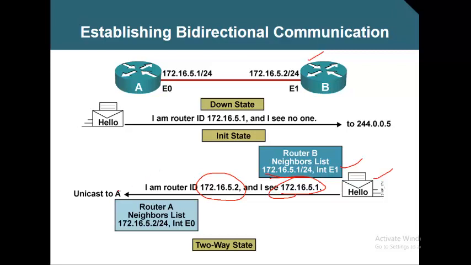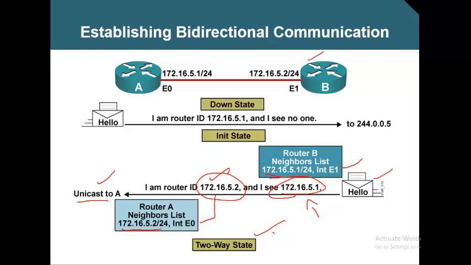And it comes to A as a unicast. Now A finds its own address as the neighbor's neighbor. A now knows that B already knows me. And A adds this IP address in its neighbor list, which means both know each other. That is what is called the two-way state.